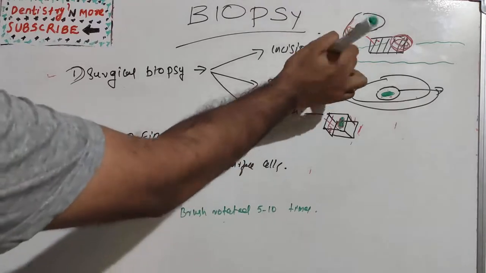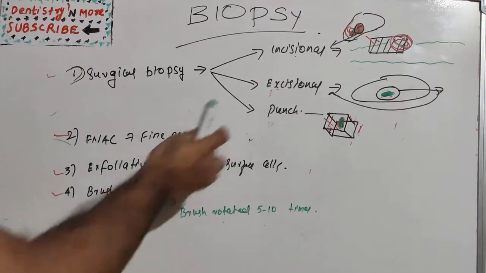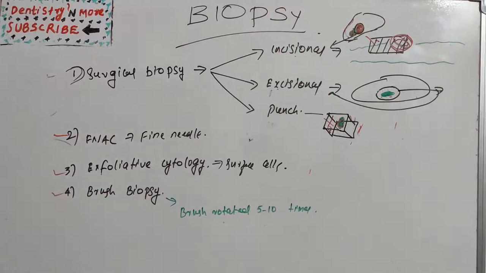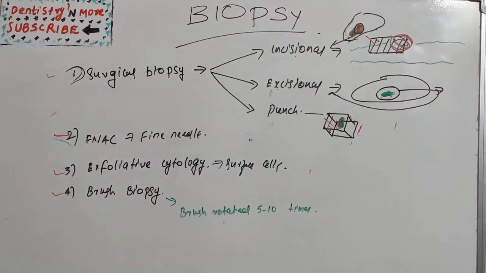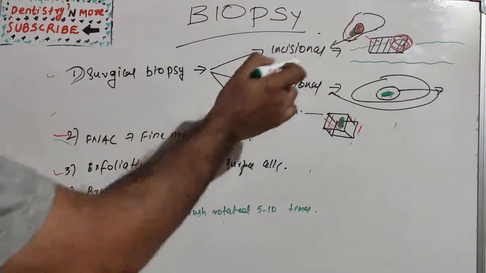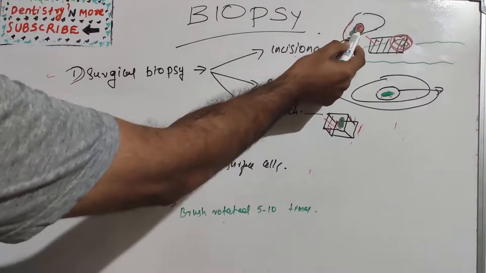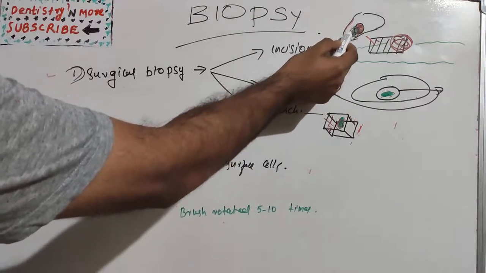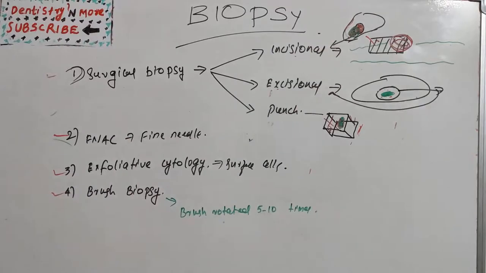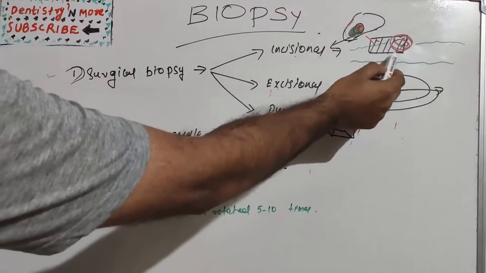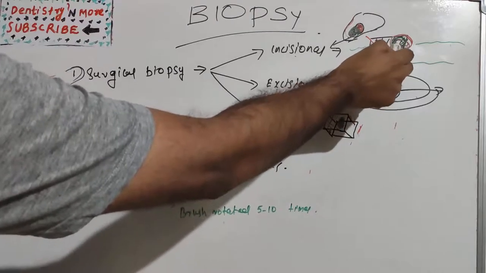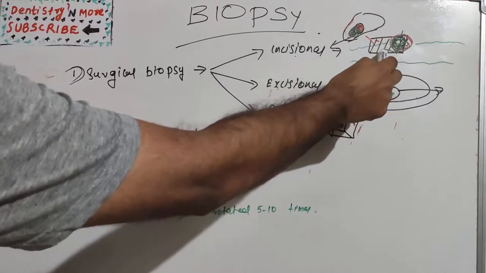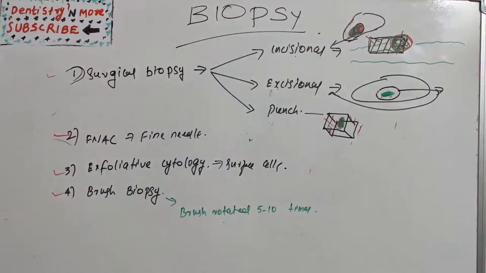So if this red color is the lesion, we take a part of it and a part of normal tissue. All this blank area, you assume it as normal tissue. So we take a part of the lesion and a part of normal tissue. Just like this, these are all normal tissue and only this part is a lesion. So we take a part of the lesion and a part of normal tissue.